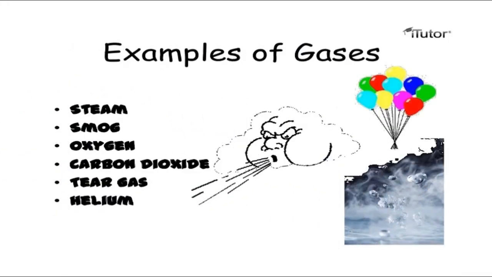Here are some examples of gases. Steam. When you boil or heat water, you can form steam or water vapor. Smog. You can see and form smog when you are in a polluted area. Oxygen, carbon dioxide, tear gas, and helium. You can name many more examples of gases around.